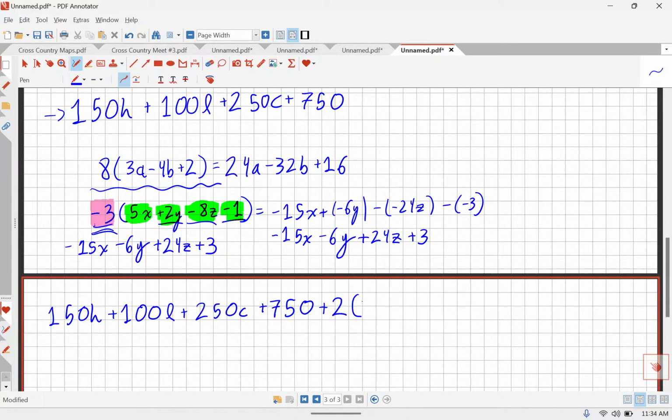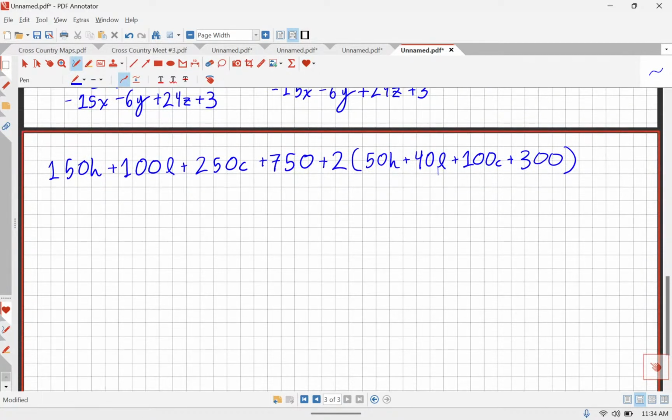What's in a mega workout? A mega workout's got 50 push-ups. A mega workout's got 40 pull-ups. A mega workout's got 100 crunches. And a mega workout's got a 300-calorie run. How many calories do you think she's burned total? How can I use this information to write something that looks a little bit nicer? Give it a try and teach.